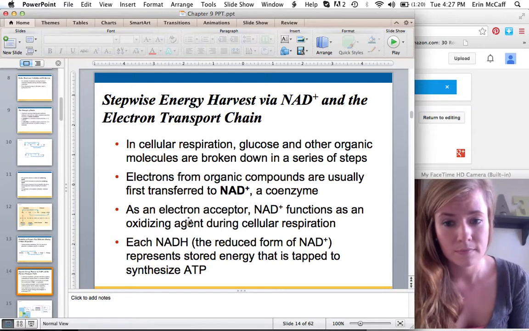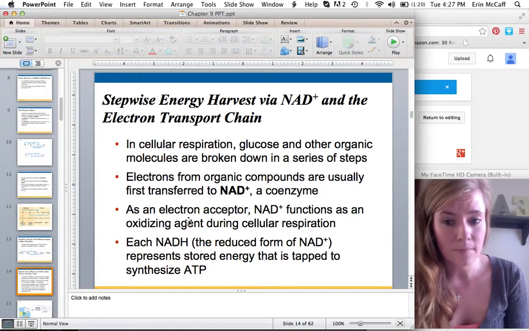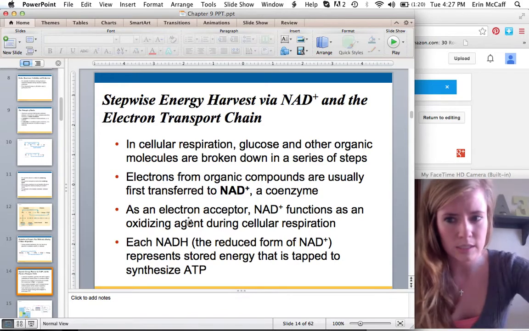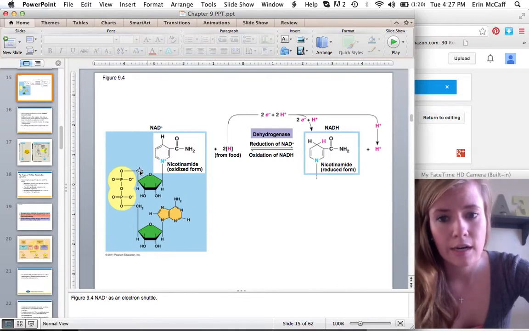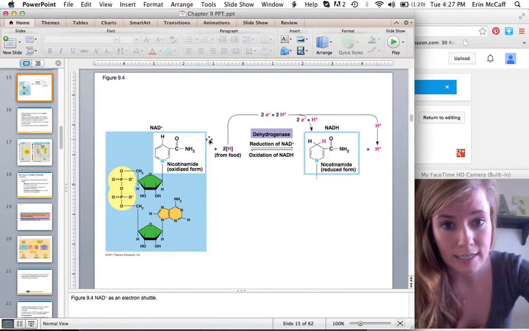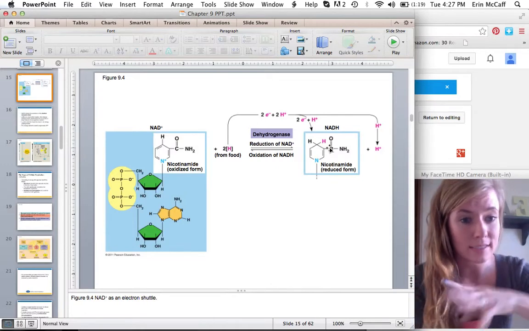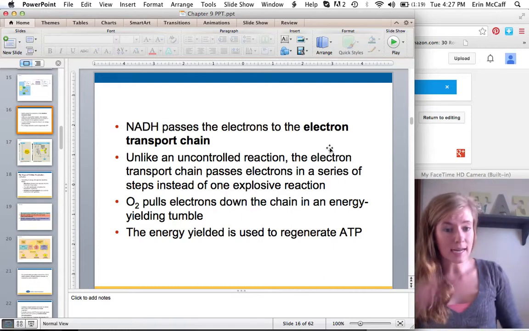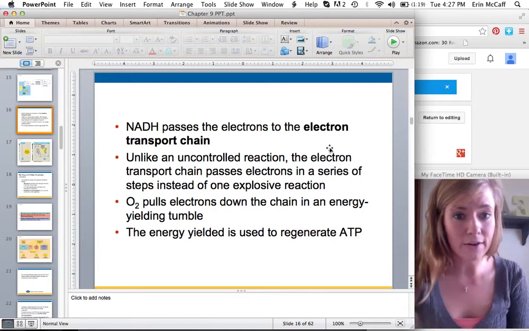And each NADH, the reduced form of NAD+, is storing energy. So those electrons are being stored to make ATP, and we'll see that. So this is NADH. That's what the molecule looks like, and it gets reduced, and it picks up an H. That's where the H comes from, to balance out the electron that it got. And so, like I said, NADH carries these electrons elsewhere. It takes the electrons out of the organic compounds and carries them to the electron transport chain.